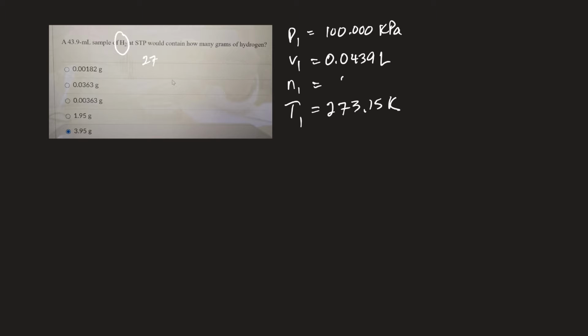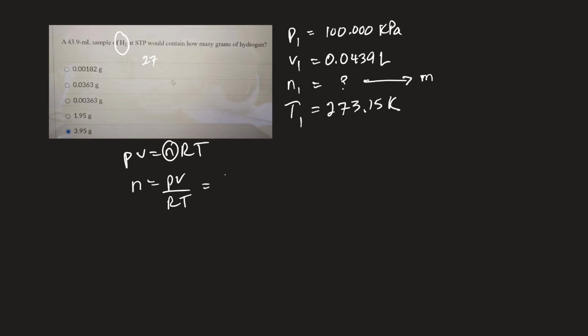Well, my formula is only going to give me moles. So once I find moles, then I can find mass from that. I'm not changing pressure, volume, moles, or temperature, so it's an ideal gas law, and I'm looking for moles. So moles will be equal to PV over RT.